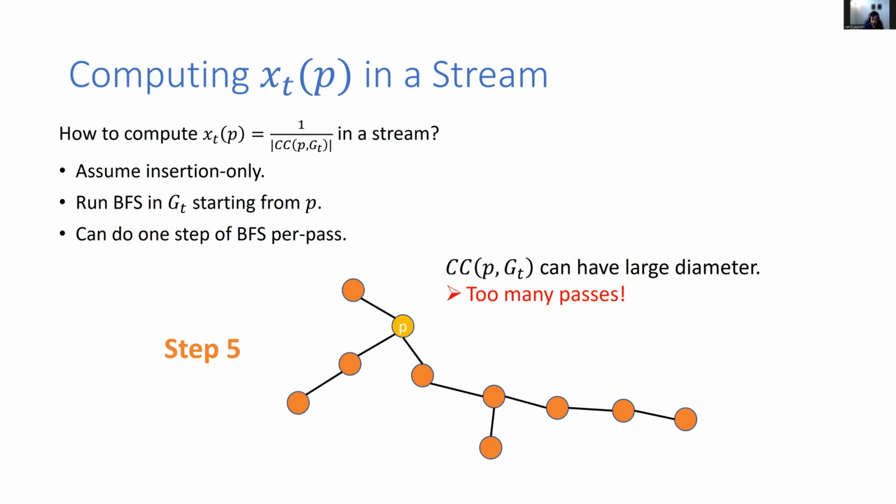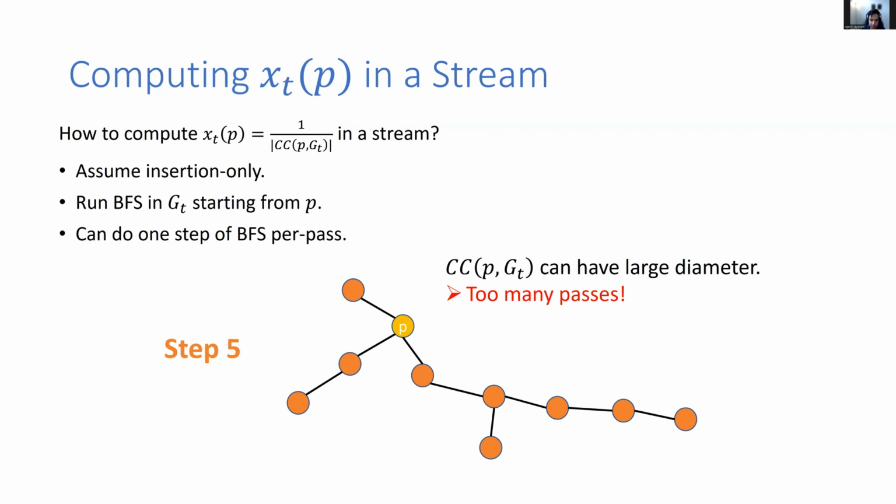But the issue, of course, is that this connected component could have very large diameter. In particular, the diameter could be polynomial in n. And so doing this process would be very expensive. It would require way too many passes over the stream. And I promised a constant pass algorithm, let alone a polynomial pass algorithm. So this is the crucial issue we'll have to deal with in the rest of the talk.